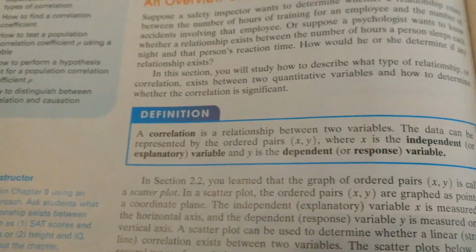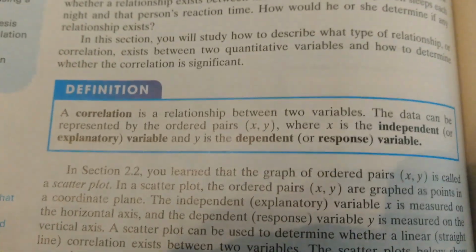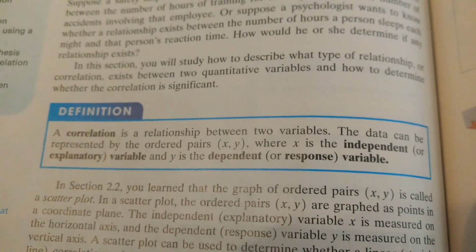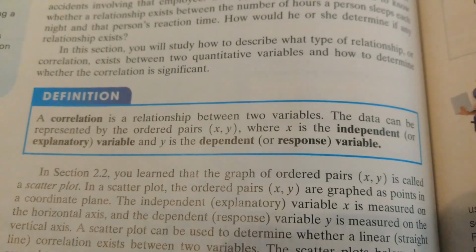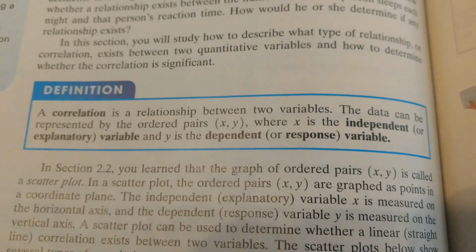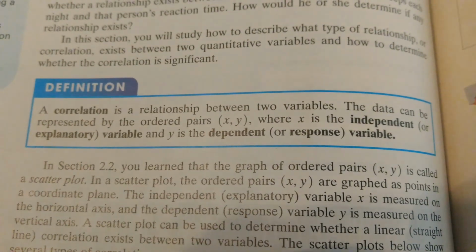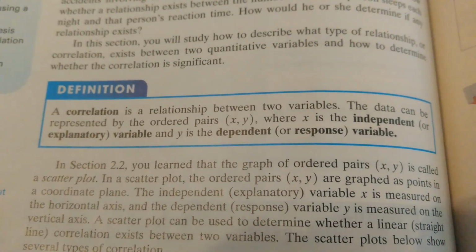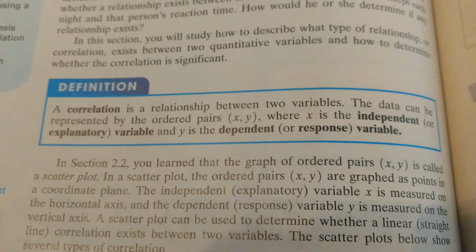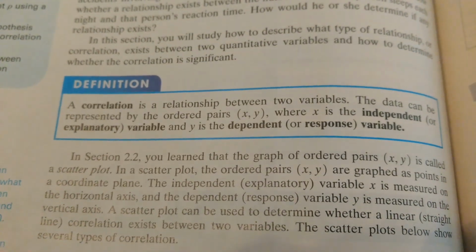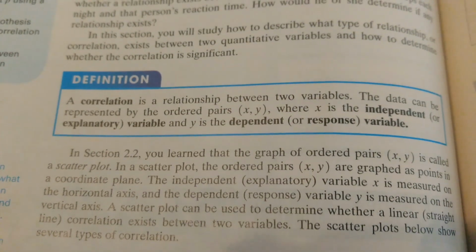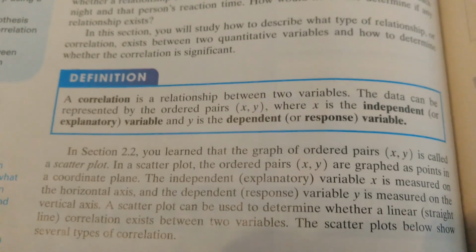correlation was defined as a relationship between two variables, in this case x and y, where x is the independent or explanatory variable, and y is the dependent or response variable. Correlation is a value between -1 and 1 with 0 in the middle. If the r or correlation value is 0, then there is no correlation.